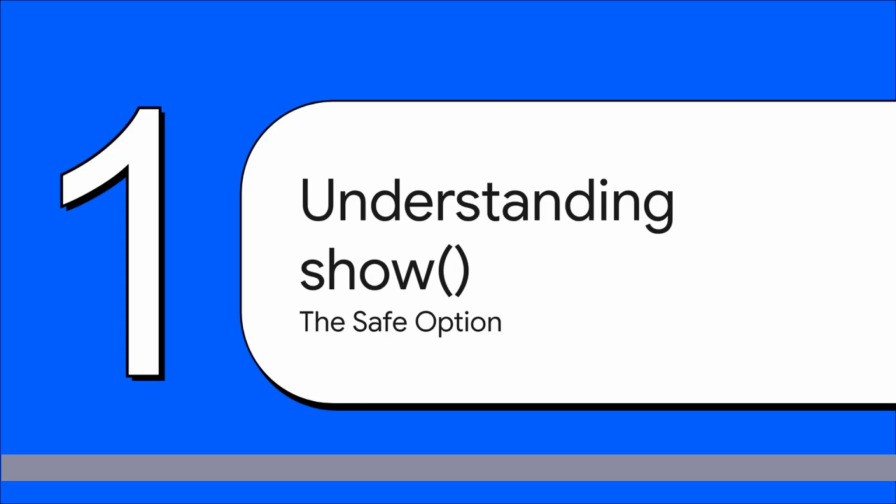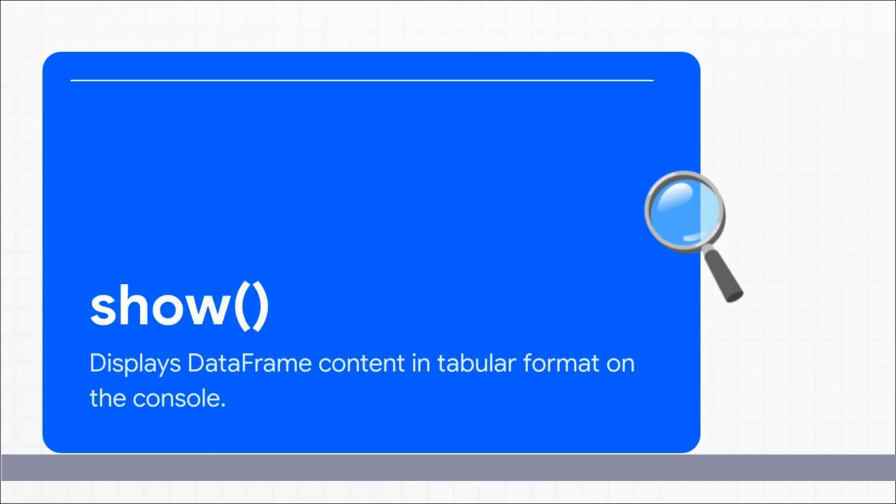Section 1. Understanding the show method, the safe, debugging-friendly alternative for your data. Let's look at the formal definition. Using the syntax df.show, often passing a number like 5 or 10 right into those parentheses, displays the content of a data frame in a tabular format right there on your console. Now, the absolute most important thing to remember here is that it's primarily meant for debugging, and for viewing a strictly limited number of rows. It's a quick peek. It is not a massive data transfer.